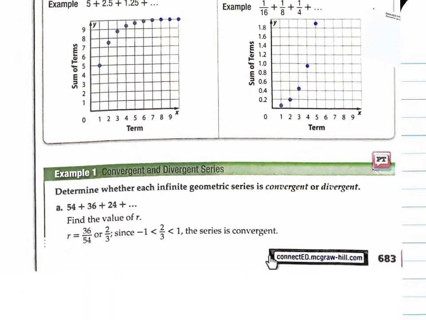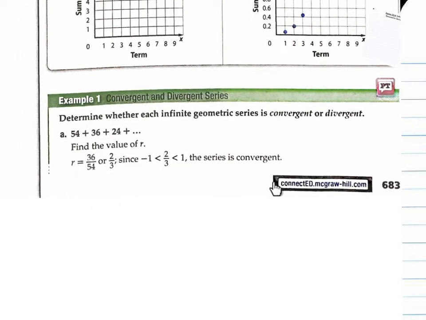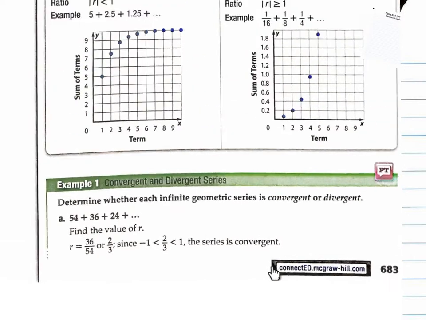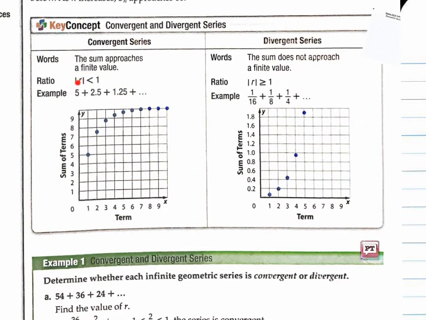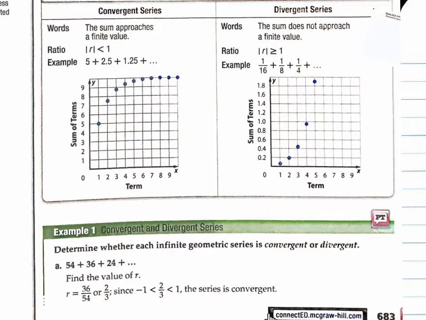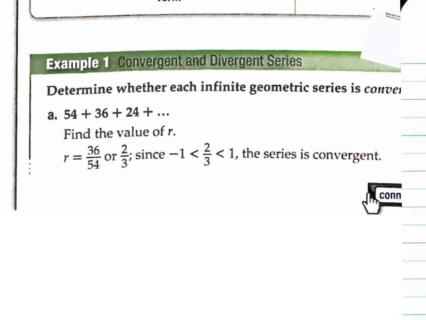All right, so example 1, determine whether each infinite geometric series is convergent or divergent. How are we going to know if it's convergent or divergent? Again, if your common ratio is less than 1, it's going to converge to that asymptote value. If it's greater than or equal to 1, it's going to be like exponential growth. It's going to grow away, so it's going to go to infinity. Simple as that.